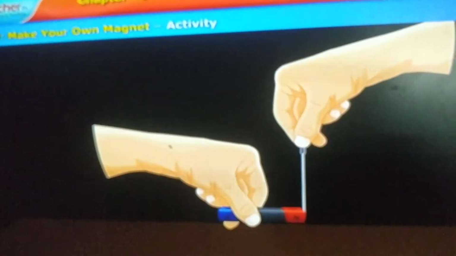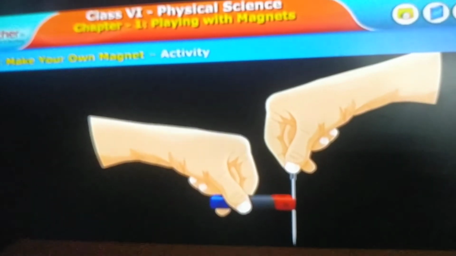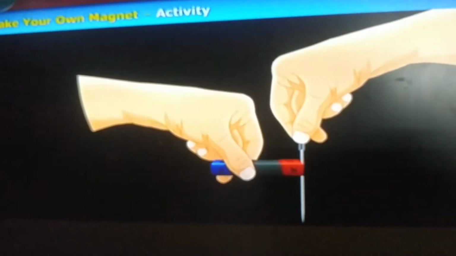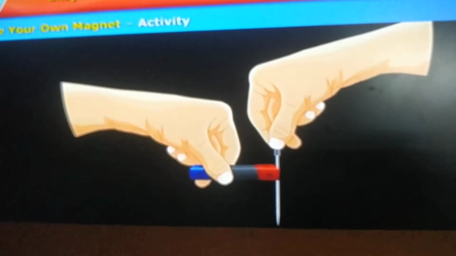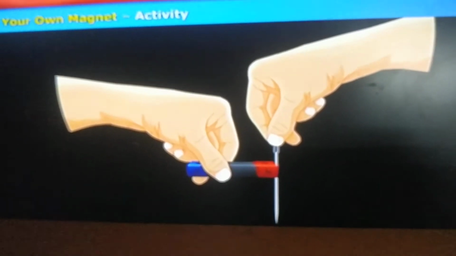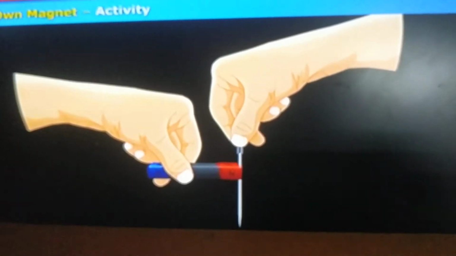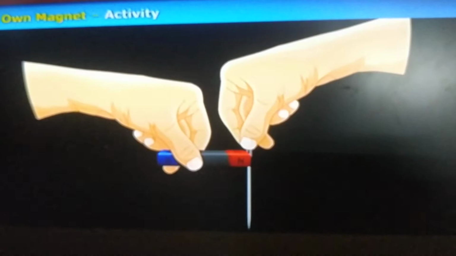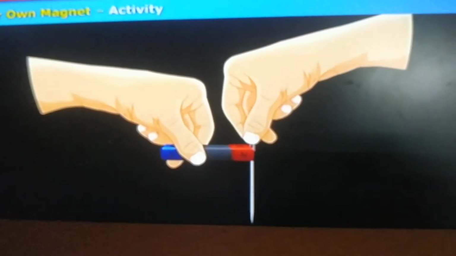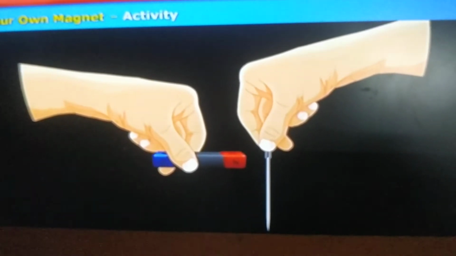Place one of its poles near the edge of the iron nail. Move it along the length of the iron nail till the bar magnet reaches the other end without lifting the bar magnet. While you are moving it, you should not lift up the bar magnet. Just go along the nail carefully. Now lift the bar magnet.